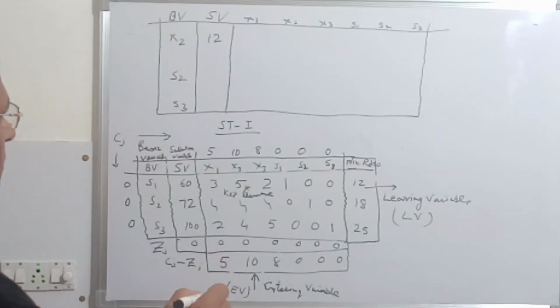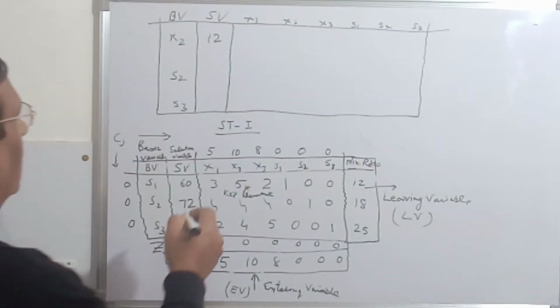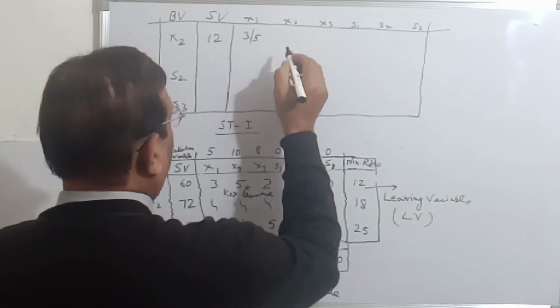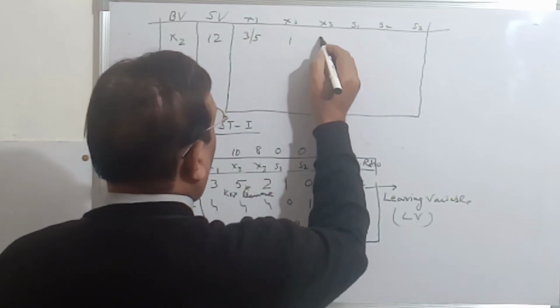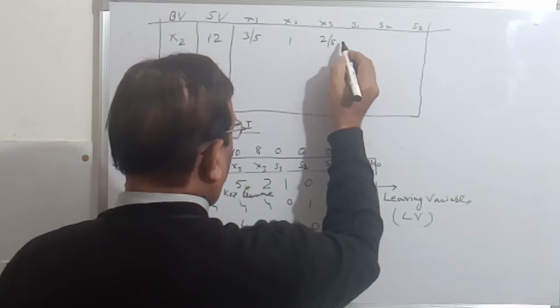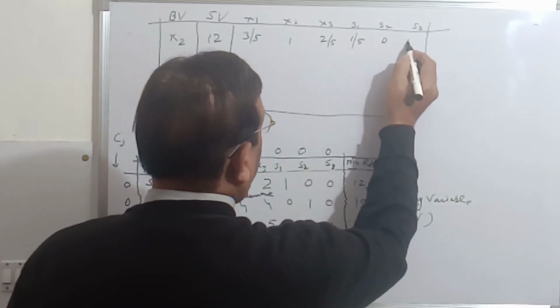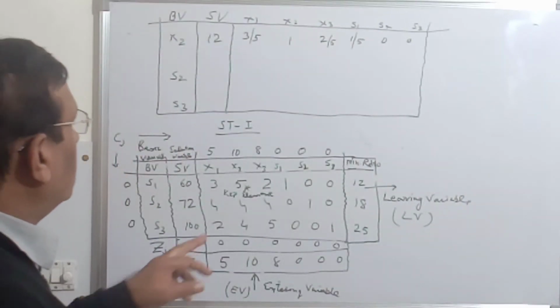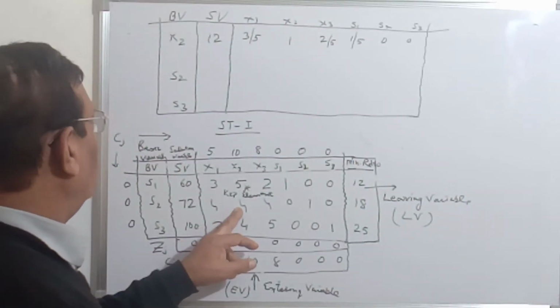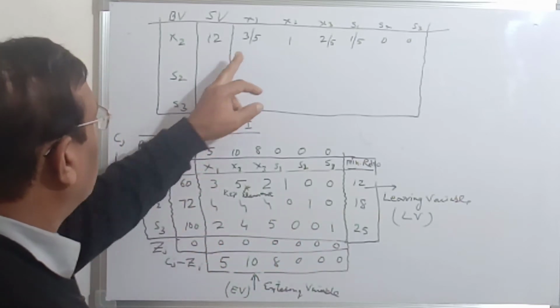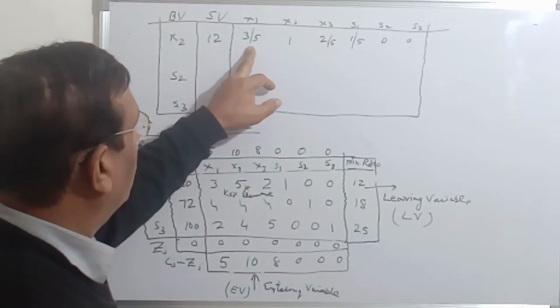Now 3 by 5, 1, 2 by 5, 1 by 5, 0, 0. Now we want 0 over here. It means we have to write down this row and subtract this row after multiplying with 4.